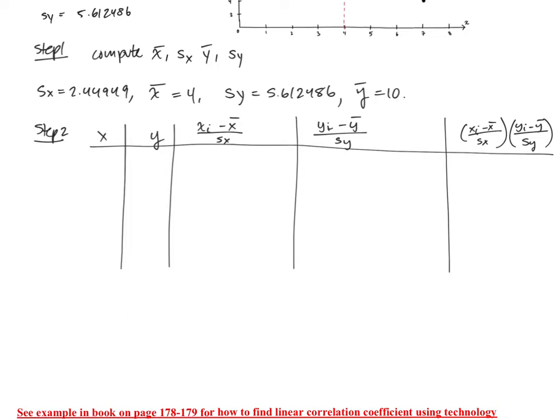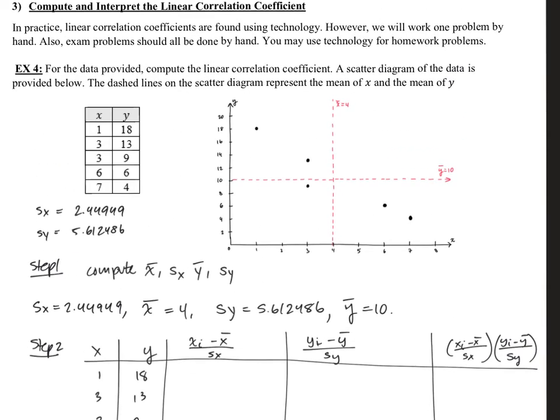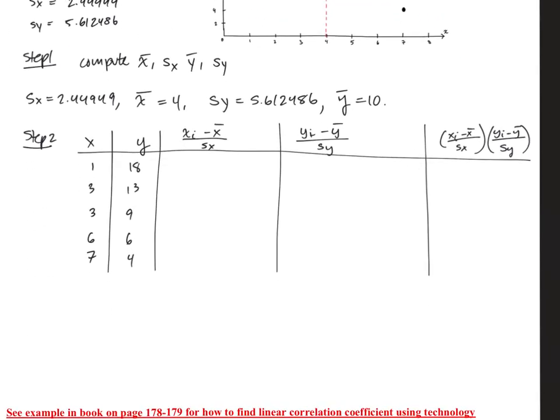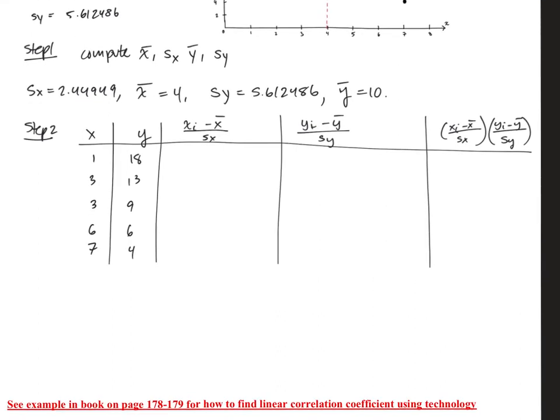Okay, so let's see. For x, we're given 1, 3, 3, 6, 7. For y, we're given 18, 13, 9, 6, and 4. And remember, that is what we're given above here. Right there. So let's go ahead and compute these values.